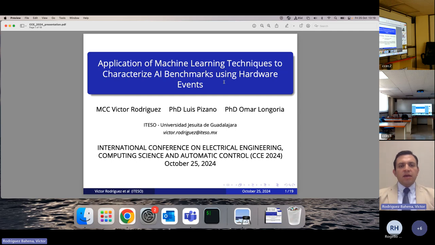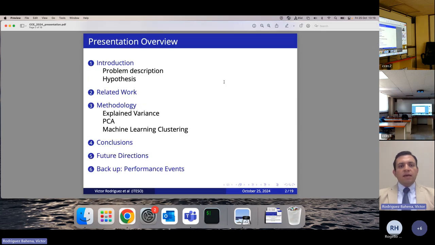My name is Victor Rodriguez. In collaboration with Dr. Luis Pizano and Dr. Omar Longoria, we're doing this investigation entitled Application of Machine Learning Techniques to Characterize AI Benchmark Using Hardware Events. The presentation overview will be the introduction, the problem description, the hypothesis that we had at the beginning, the related work, the methodology that we created, the results, and the conclusions that we have, right?